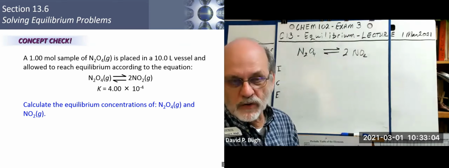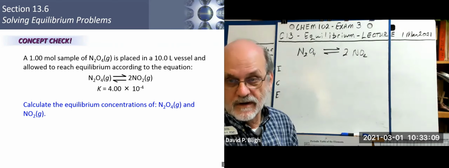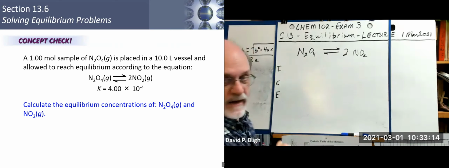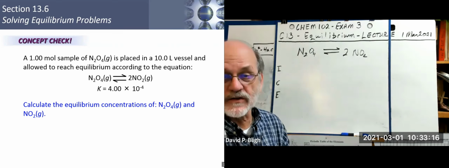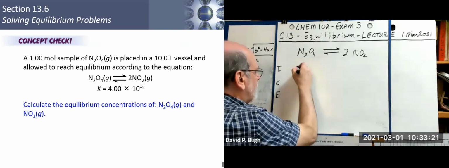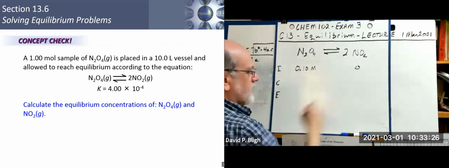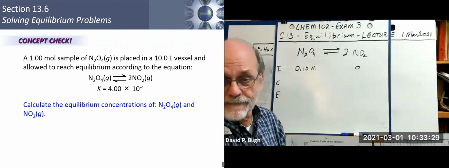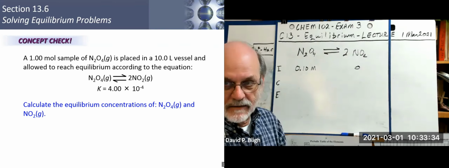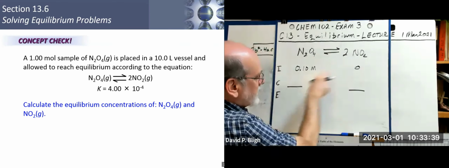We have 1 mole sample of N2O4 placed in a 10-liter vessel. So we know that this is the only component and it's going that way. So 1 mole in 10 liters is what concentration? 0.1 molar, with none there. Okay, that's it. We're only given that plus the K. So we have to say, what's going to happen? Well, we're going to end up with some over here.